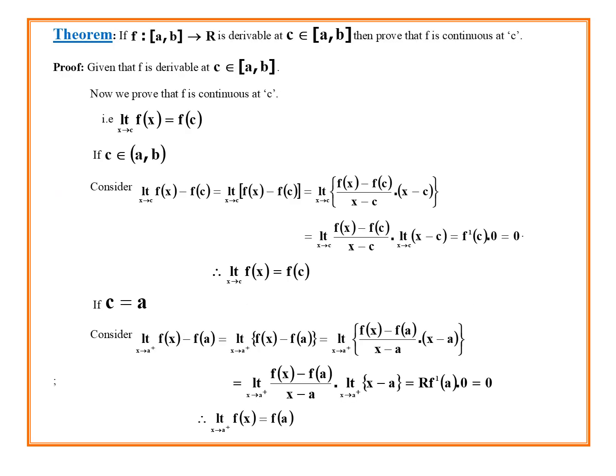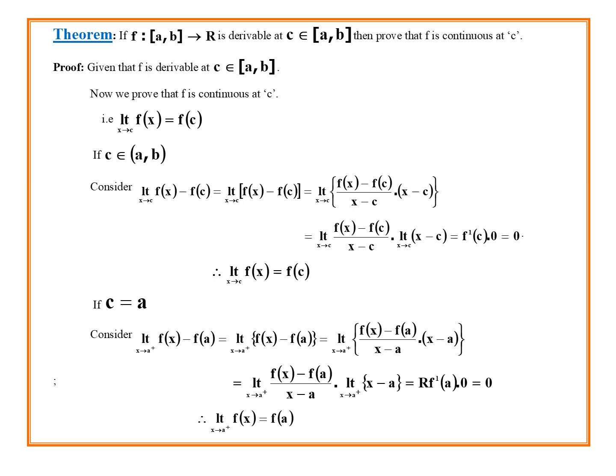Next theorem. The theorem statement: if f is a mapping from a, b to R, derivable at c belongs to closed interval a comma b, then prove that f is continuous at c. Theorem proof: given that f is derivable at c belongs to closed interval a comma b, now we prove that f is continuous at c, which means, by the definition of continuity, limit x tends to c, f of x is equals to f of c.